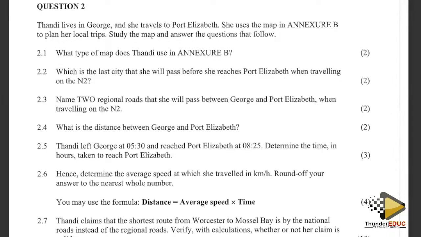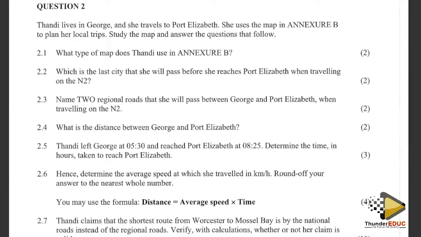We look at question number 2. Tandy lives in George, and she travels to Port Elizabeth, PE. She uses this map in an extra B to plan her local trips. Study the map and answer the questions that follow. What type of map does Tandy use in an extra B?